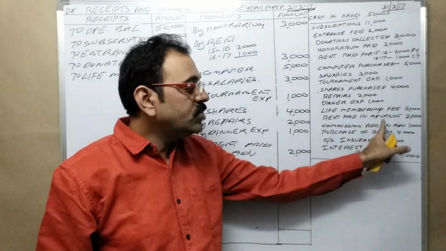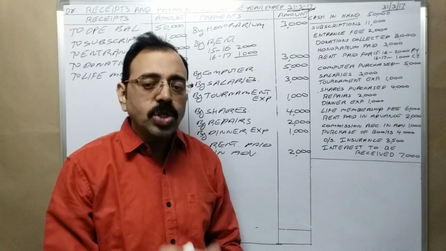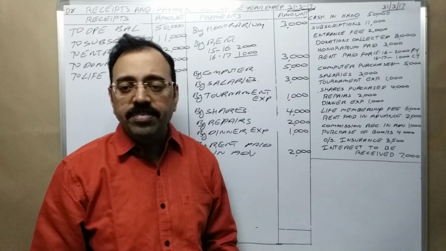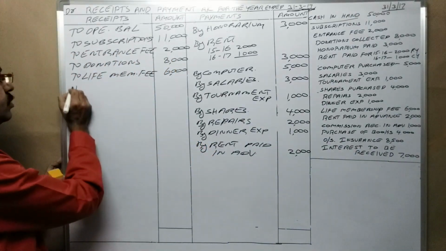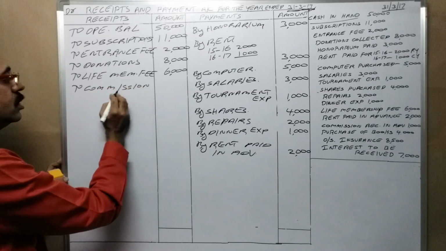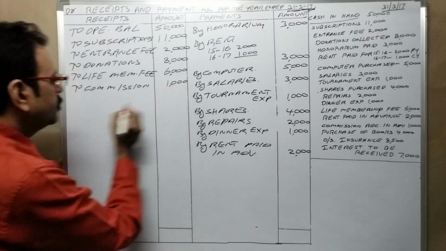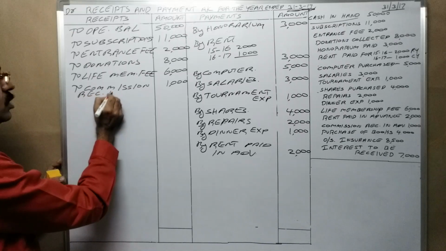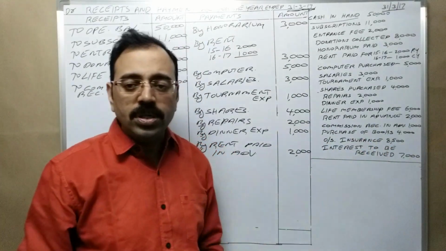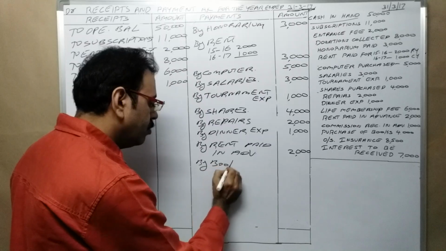Then commission received in advance. Same concept. Commission income belongs to which year? Next year. But when is that money coming? Current year. In the current year receipts and payments account, you should show that commission amount is 1000 rupees. Commission received in advance. Next, purchase of books. Cash is going, credit side, buy books.